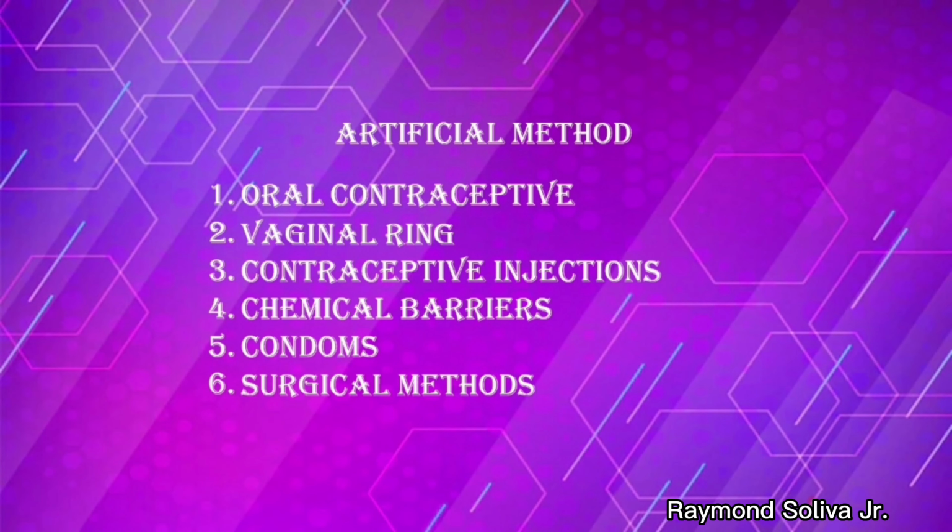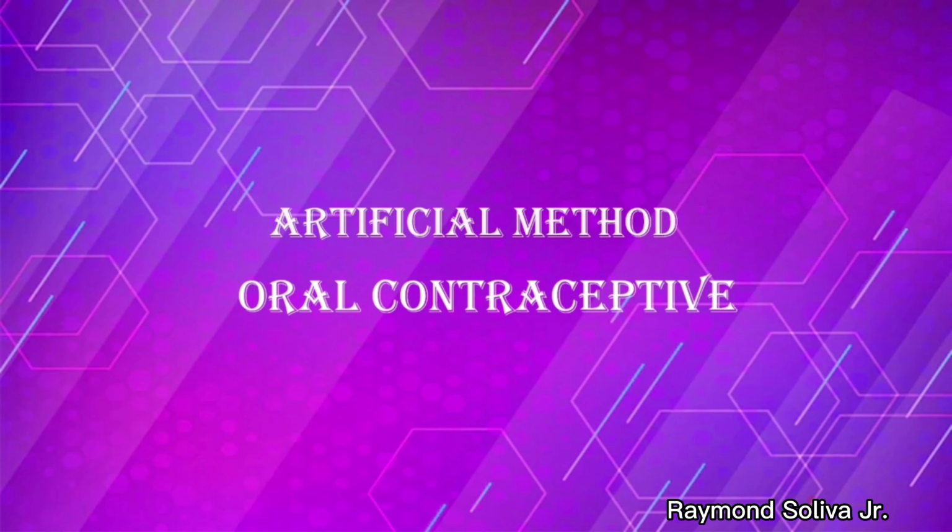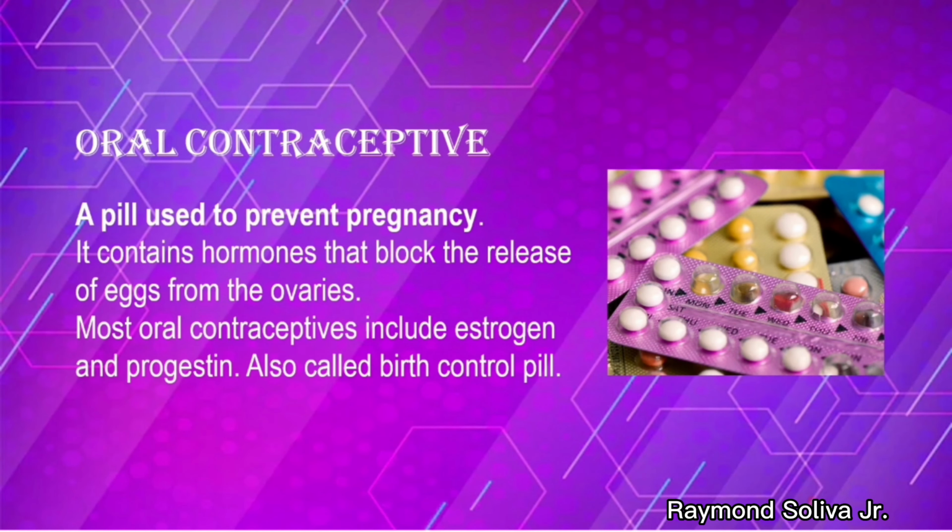There are many artificial methods, but I will discuss only 6 of them, such as oral contraceptive, vaginal ring, hormonal injection, chemical barriers, condoms, and surgical methods. First, we go to oral contraceptive. Oral contraceptive, a pill used to prevent pregnancy.